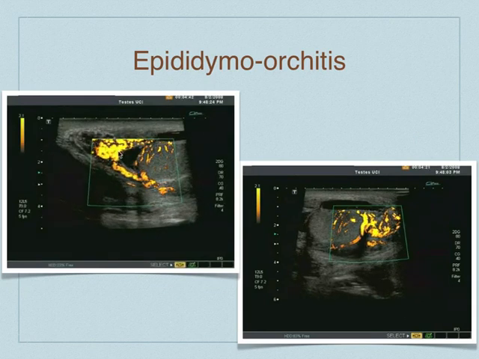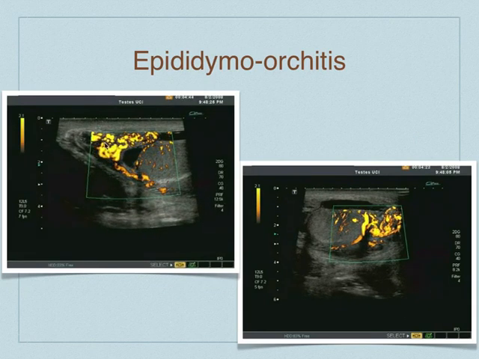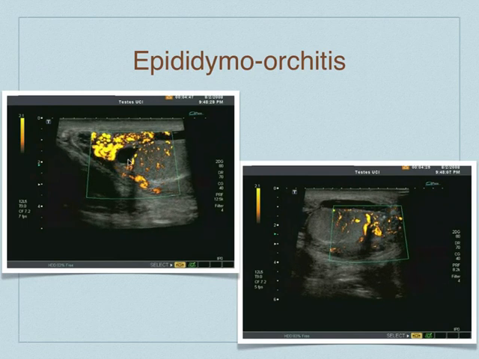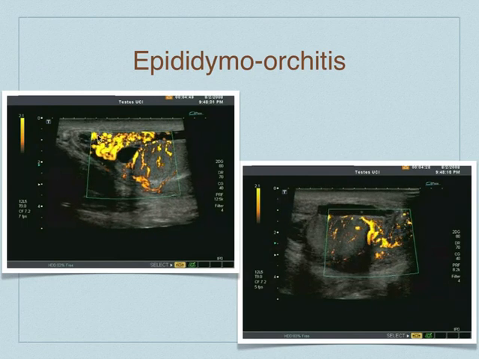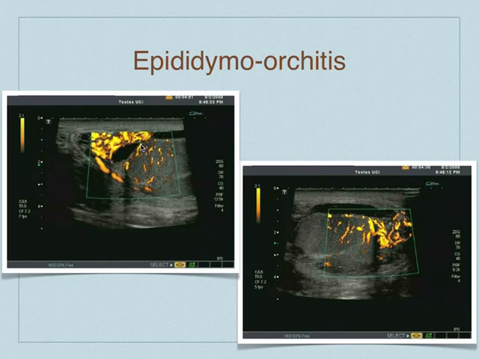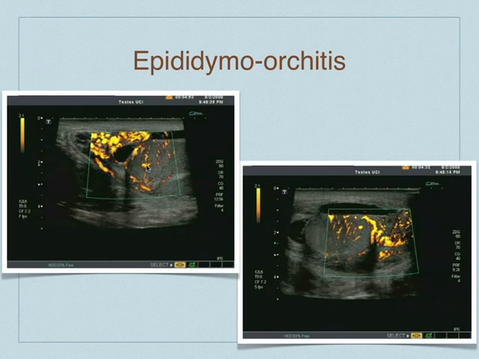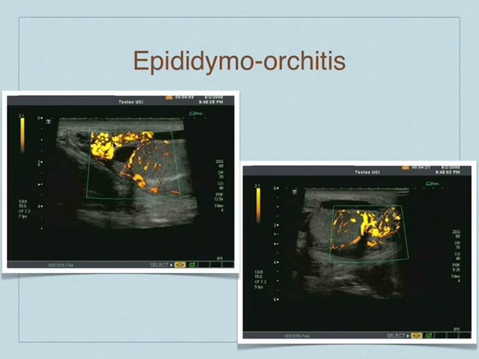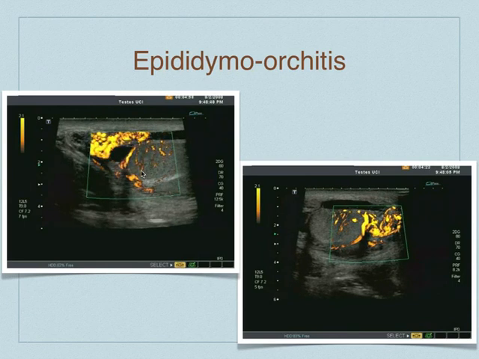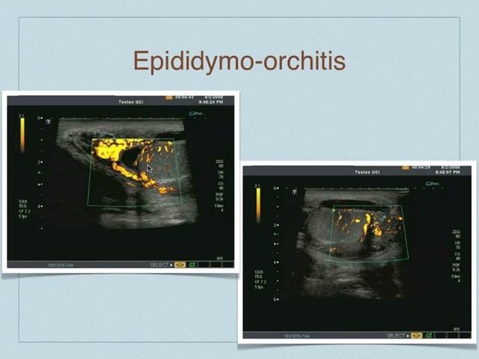That's what we're seeing here. This is the head of the epididymis, seen above the testicle or superior to it, and we put power flow on. It's very hyperemic, lights up like a Christmas tree. This is an example here of epididymo-orchitis. The testicle itself is also very hyperemic.